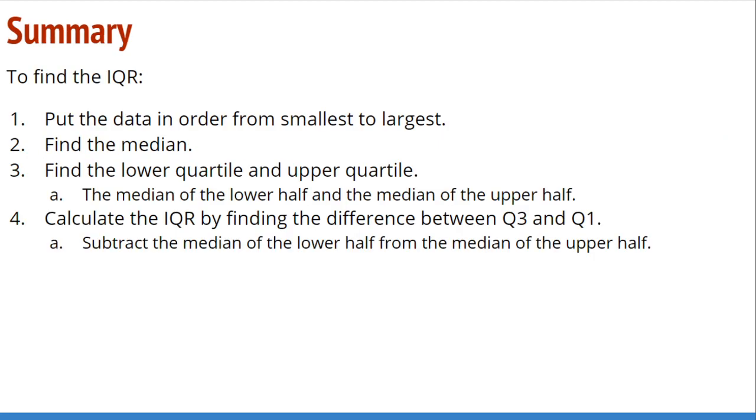So in summary, to find the interquartile range, put the data in order from smallest to largest. Find the median. Find the lower quartile and the upper quartile. The lower quartile is the median of the lower half. The upper quartile is the median of the upper half. Calculate the interquartile range by finding the difference between the upper quartile and the lower quartile. So we subtract the median of the lower half from the median of the upper half. And then we can compare data sets, and we can ask, how spread out is this data set compared to another data set?